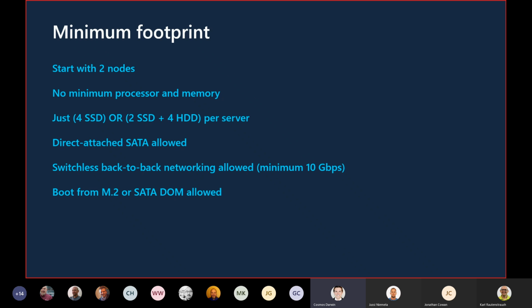And if you want to take advantage of every drive slot you have to actually get usable capacity, you can absolutely boot one of these things from an M.2 NVMe SSD or from a SATA DOM. Those are both allowed. So it's a very, very small minimum footprint.